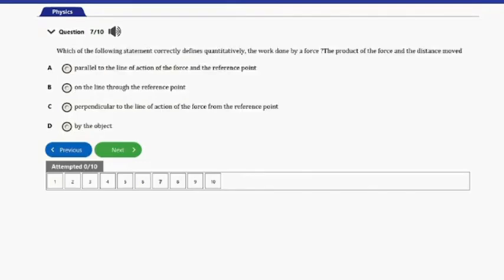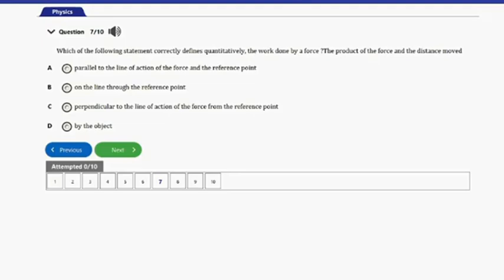So the next question we have here is question number 7. It says, which of the following statements correctly defines quantitatively the work done by a force? We have the product of the force and the distance moved. A, parallel to the line of action of the force and reference points. B, on the line through the reference points. C, perpendicular to the line of action of the force from the reference point. And D, by the object.